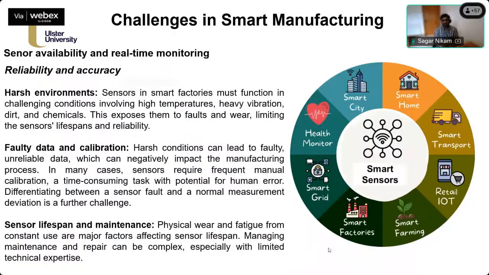Another most important challenge is sensor availability and real-time monitoring. Making a manufacturing process smart means capturing data in real time, so there should be sensors available to capture the data. For example, I work in the field of additive manufacturing, where we have IR cameras that can monitor the deposition process. We also have different high dynamic range cameras that look at the deposition process continuously.